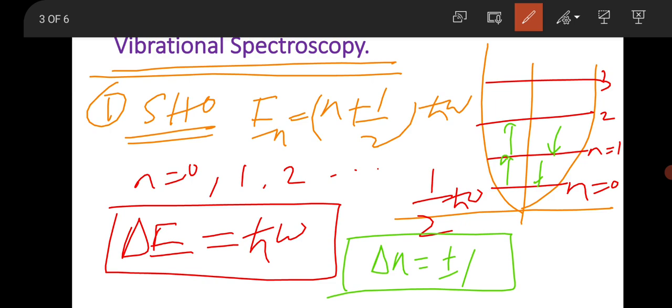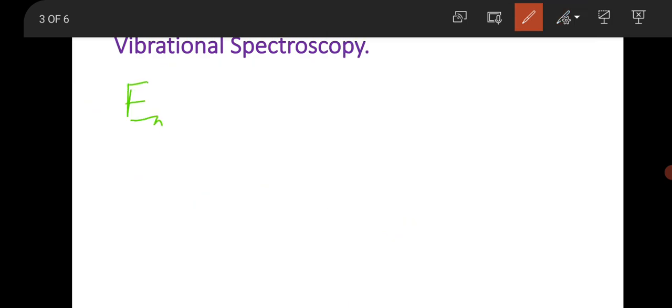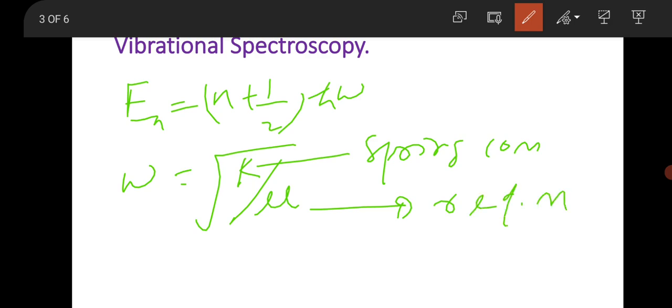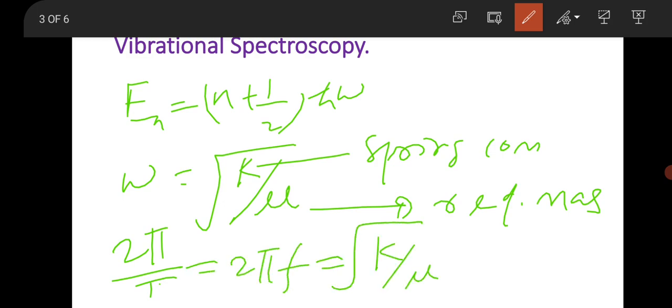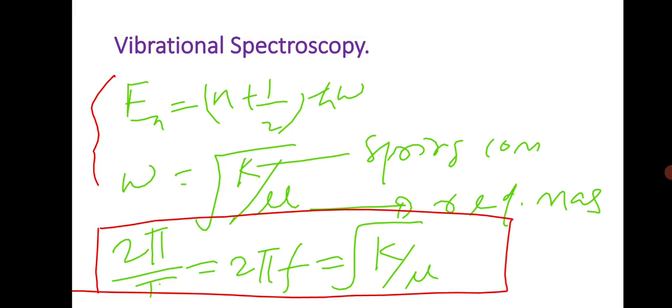Also, questions often come from omega. Several times people are asked questions from omega. You mentioned En is equal to n plus 1 by 2 h cut omega. This omega is equal to root over k by mu, where k is the spring constant and mu is the reduced mass. Omega is the angular frequency, and you can put it as 2 pi by T, or 2 pi into frequency, equal to root over k by reduced mass. So different kinds of NAT questions can be framed from this concept, and you should know the proper utilization of this formula in the examination.